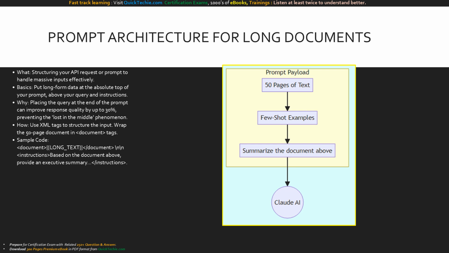You must also use XML tags. Look at the sample code: wrap your massive text block in document tags, and put your summary request in instructions tags at the bottom. It provides clear, unambiguous boundaries for Claude to follow.